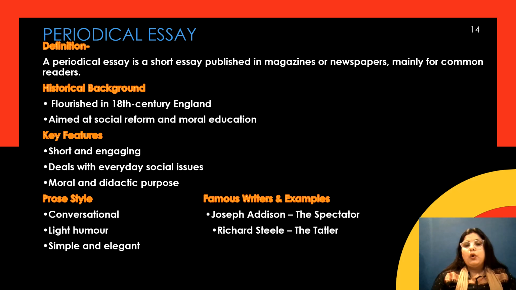Then we have the periodical essay. A periodical essay is a short essay published in a magazine or newspaper, mainly for common readers. It flourished in 18th century England, and the aim was social reform and moral education. In the 18th century this essay was very famous, and people gathered in clubs and talked about how society can be reformed and how they can spread education, moral education. The key feature of this kind of essay is that it can be short and engaging.